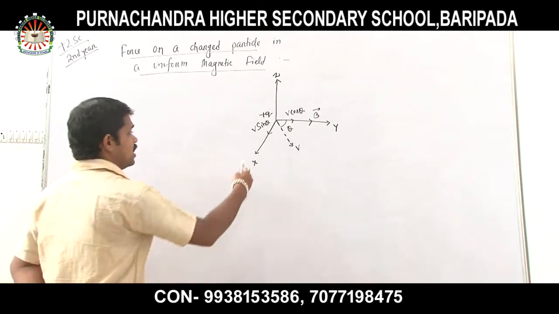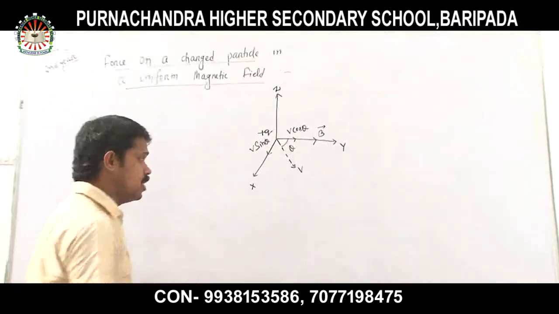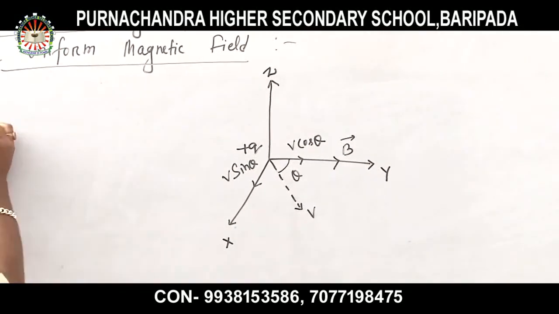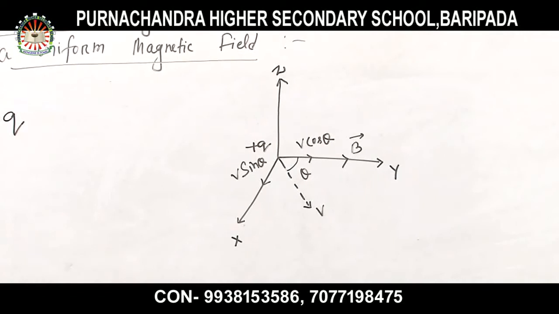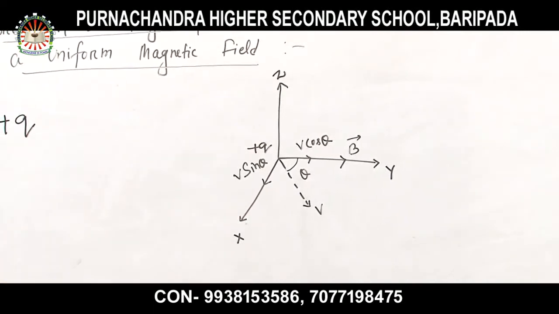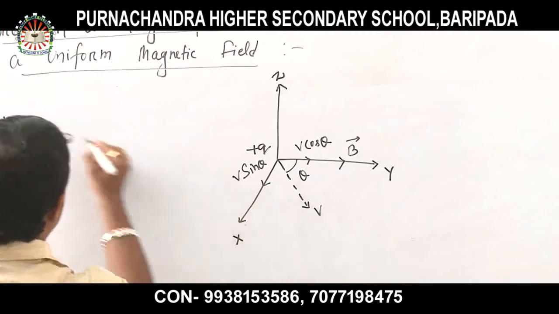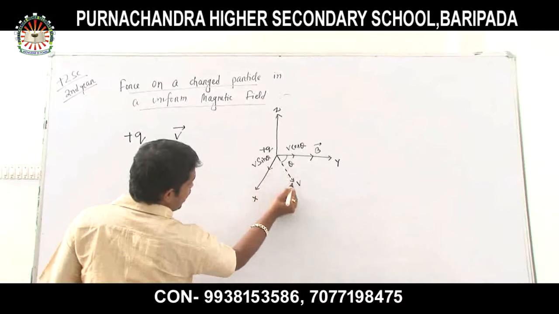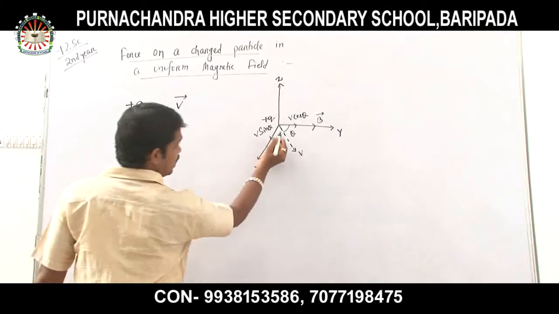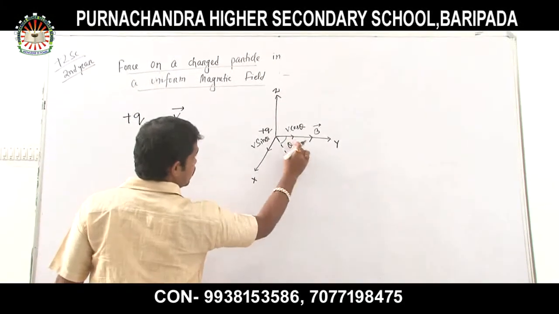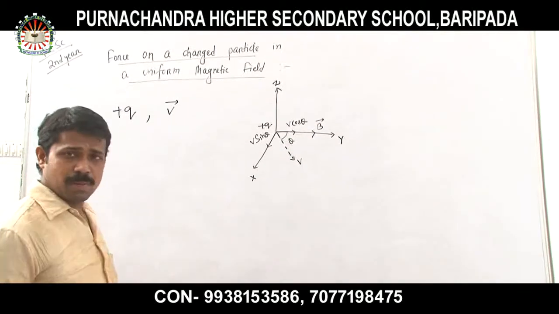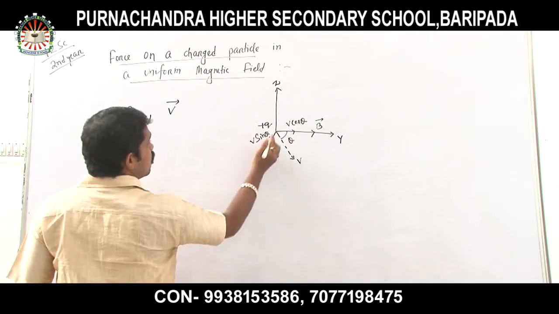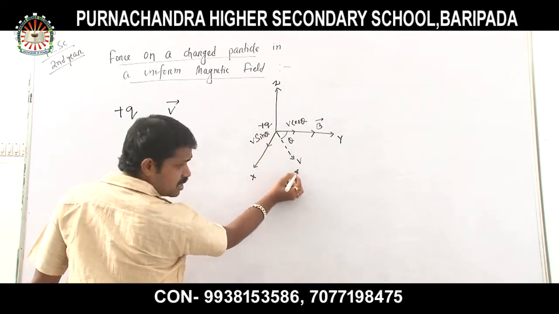So for that, let us have a figure. Look at the figure very carefully. Okay, so what does the figure say? Let me assume a positive charge plus q, which is moving with a velocity v in this direction. Clear all of you? That means the velocity makes an angle theta with the y-axis. Very simple. Clear all of you? So the plus q charge is moving with the velocity in this direction.